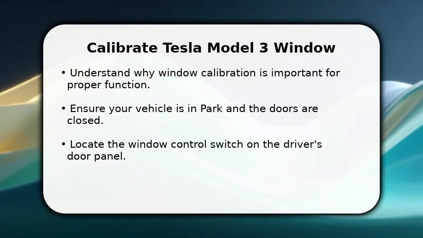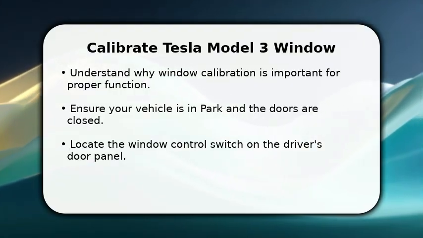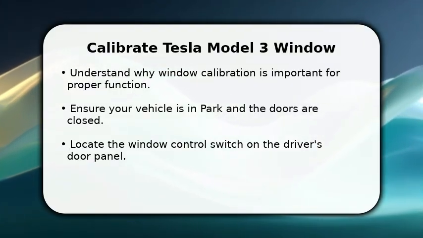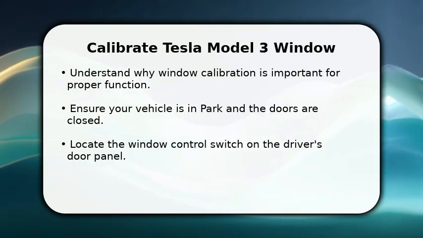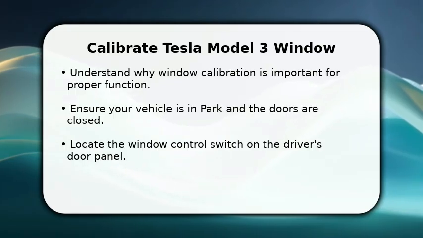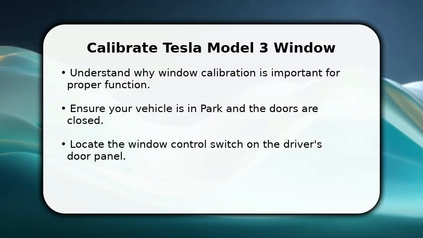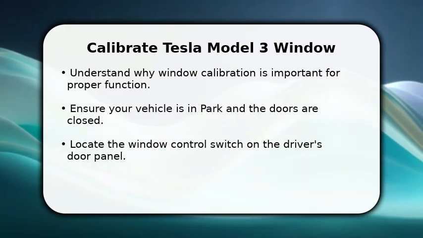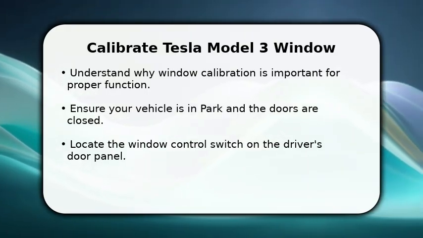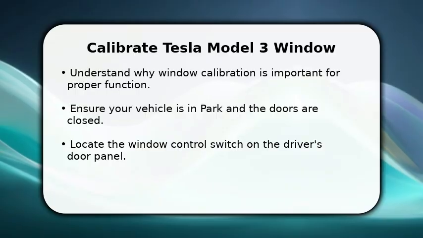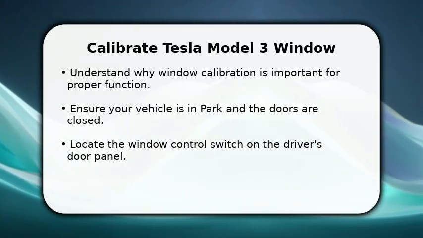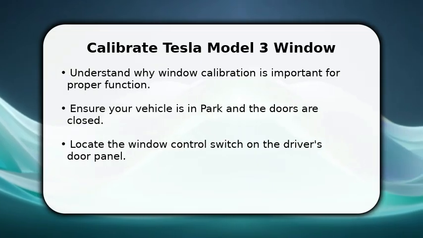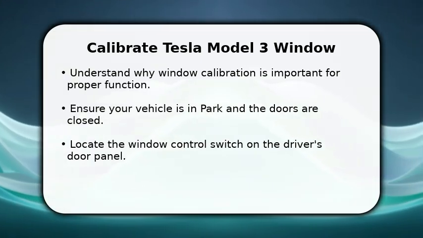In this video, I will explain how to calibrate your Tesla Model 3 window. This process helps ensure your windows operate smoothly and seal correctly, preventing issues like wind noise or water leaks. Before we begin, make sure your Model 3 is in park and all doors are fully closed. You'll primarily use the window control switch on the driver's door for this procedure. It's a simple fix that can improve your driving experience.